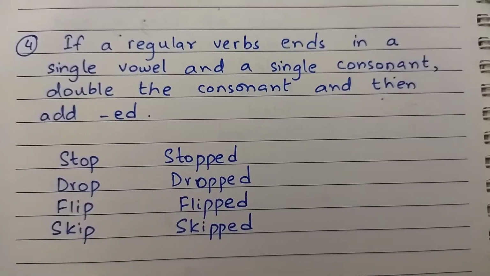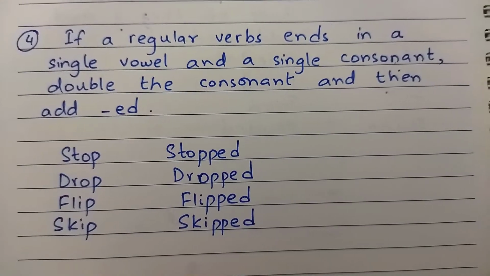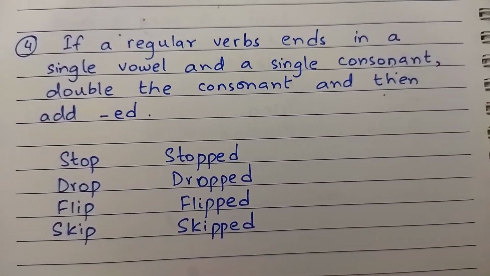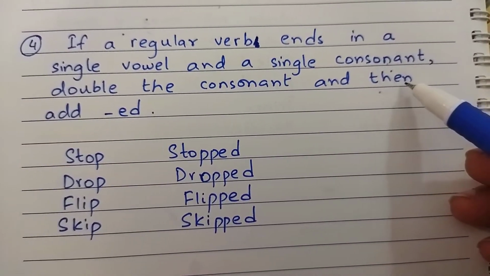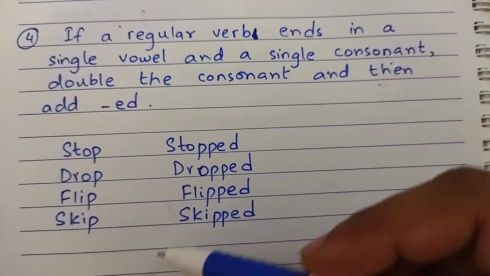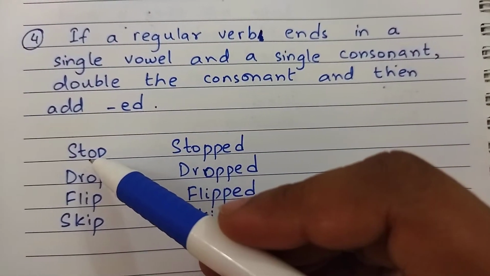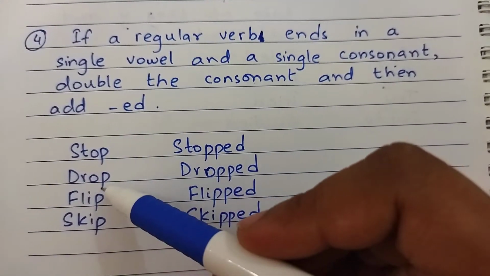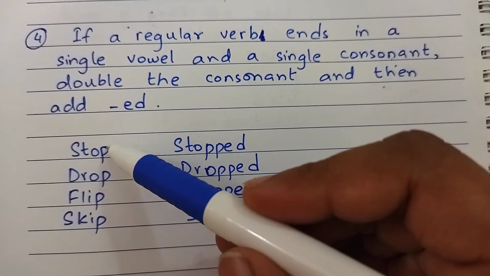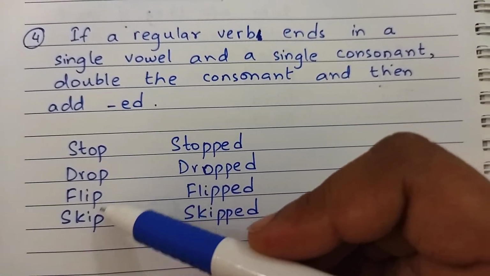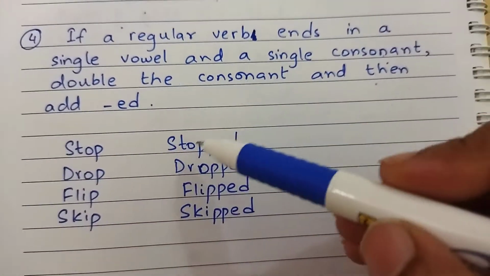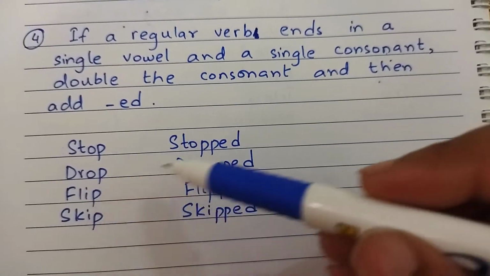Now move to rule number 4, and if a regular verb ends in a single vowel and a single consonant, double the consonant and then add ed. What happens here? If a word has a vowel and a consonant at the end of a verb, what we need to do, we need to double this consonant. Stop, stopped. Drop, dropped.